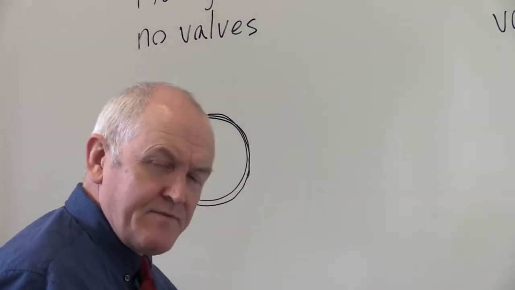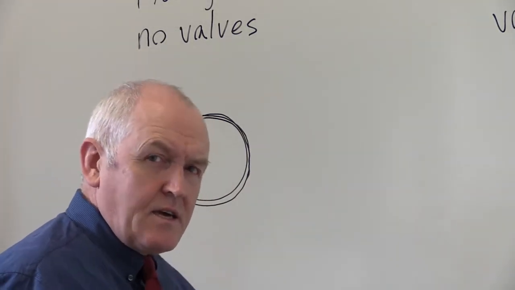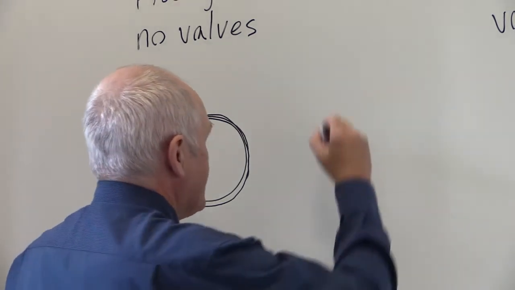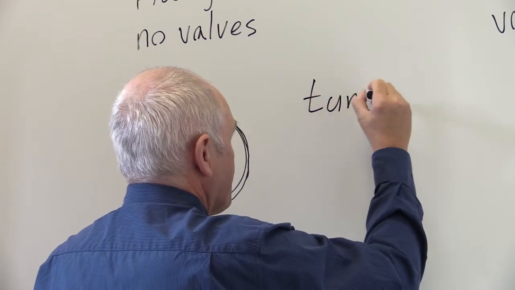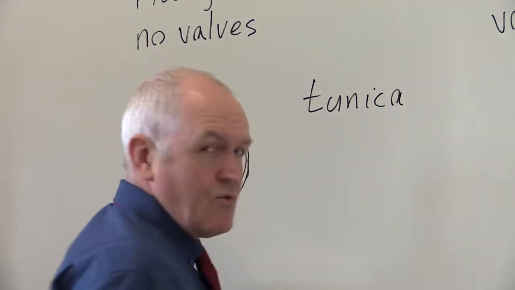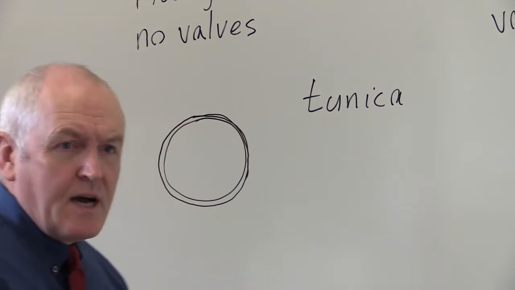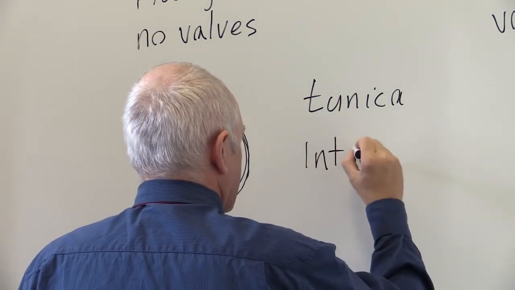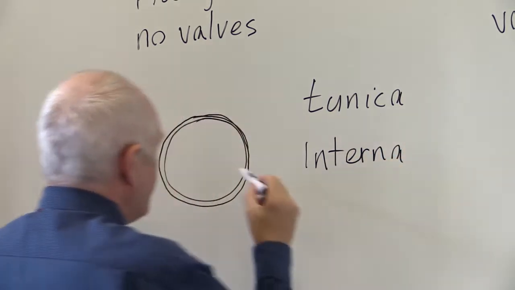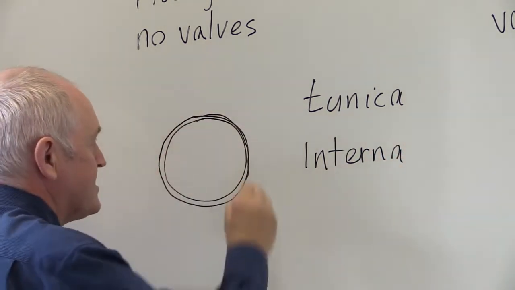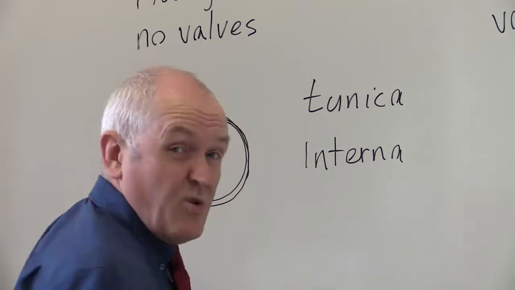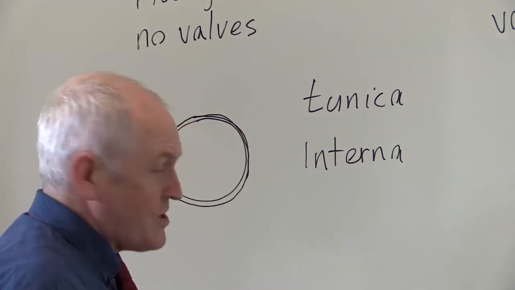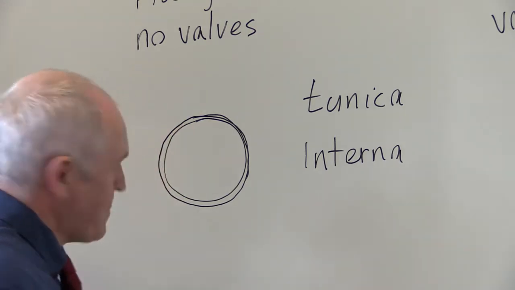Now, the layers of a blood vessel are like coats, the coats of a blood vessel. So they're all called tunica. And the one in the middle is called the interna. So this is the tunica interna. Some books will call it the intima. It means exactly the same thing. So that is that first layer.